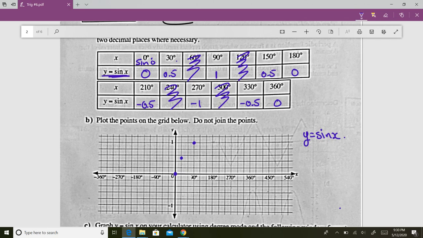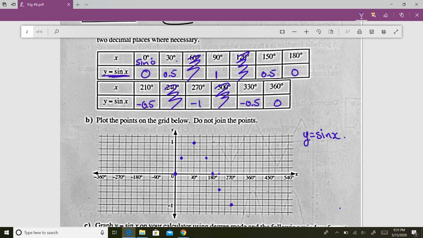Sine of 150, so we're going up by 30, so that one's right there, gives me 0.5 again. Sine of 180 gives me 0. Sine of 210, so that's this point right here, gives me negative 0.5. 270 gives me negative 1.